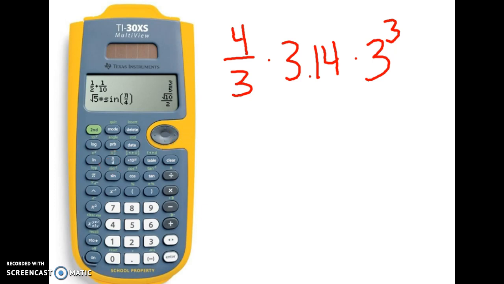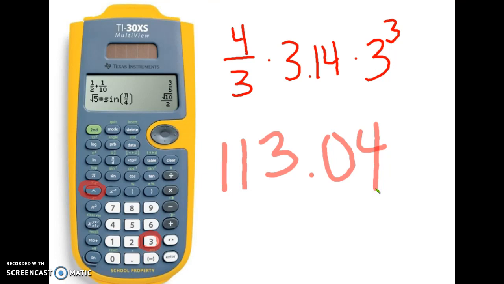And we now need to hit multiplication. So hit your multiplication button, type in 3.14, multiply again, and then times 3 to the 3rd power. In order to do 3 to the 3rd power, we're going to hit 3. This little guy right here is our exponent key, so we can use that if we want to raise it to any power. So exponent 3, then hit enter. Once you do that, you type in 4/3 times 3.14 times 3 to the 3rd. You should get an answer of 113.04.